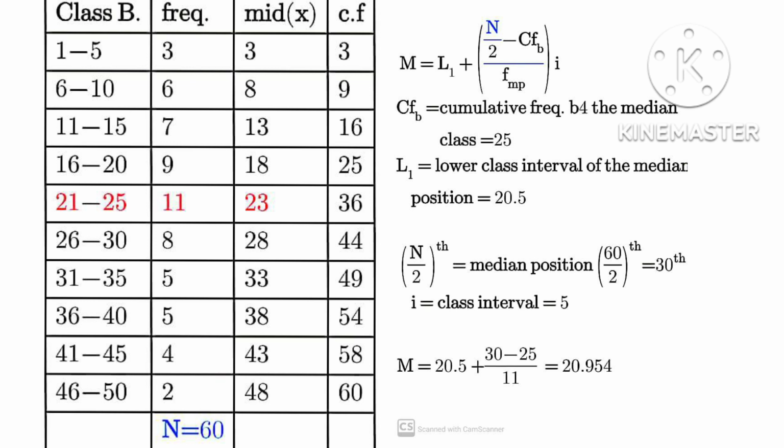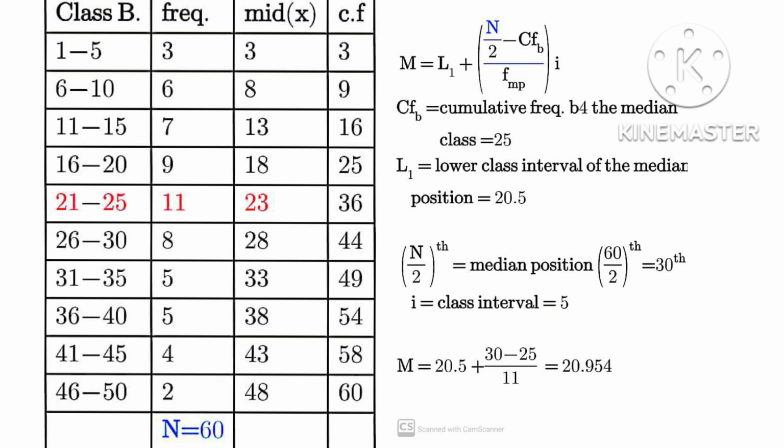Then we have our mid mark or midpoint. That is when we add the class boundary and you divide them by 2, you have your midpoint. Then we have the cumulative frequency. The cumulative frequency, you repeat the first frequency and you keep on adding the corresponding values of each class boundary.